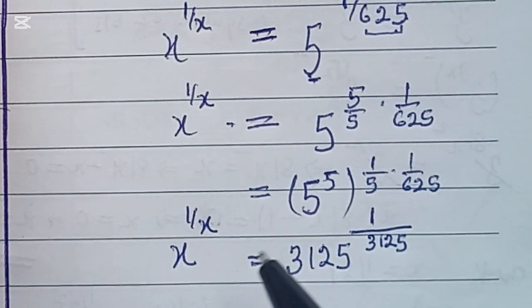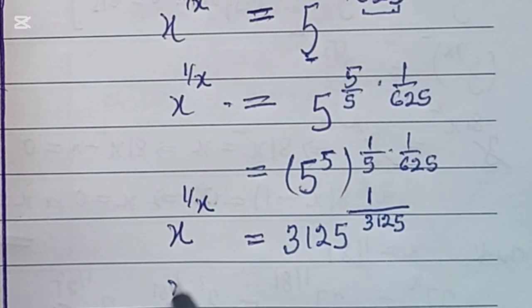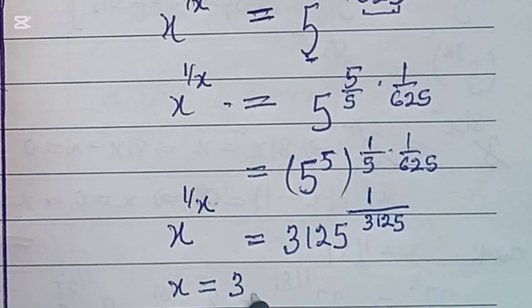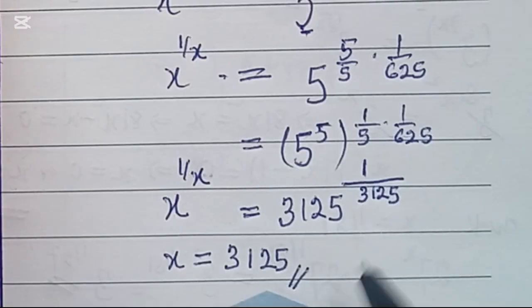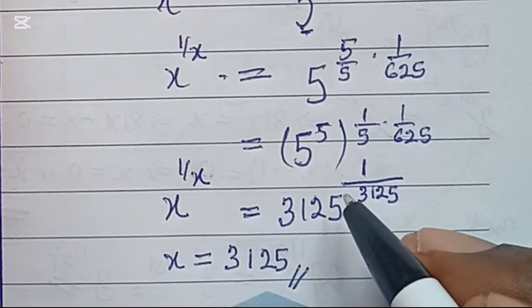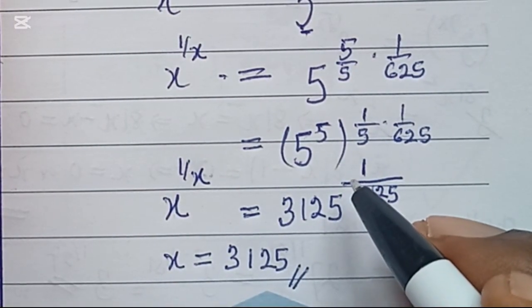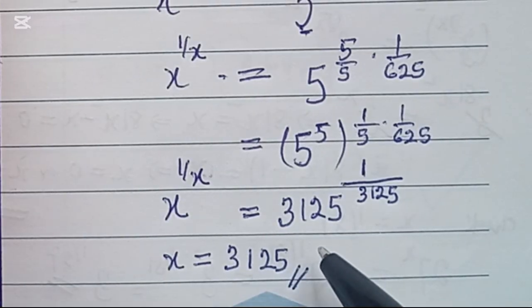And so when you do a simple comparison, you see that x is simply 3,125. That becomes our answer. When you substitute it into this equation, you are going to find that this is the value of x in this equation.